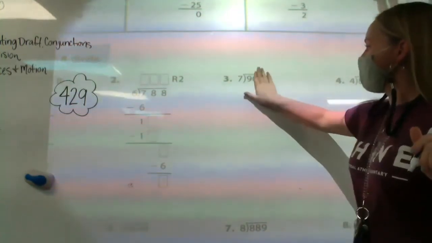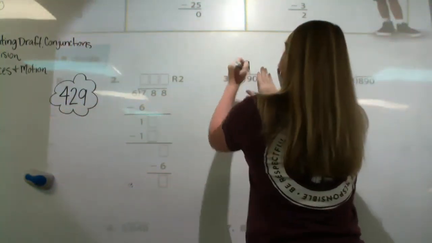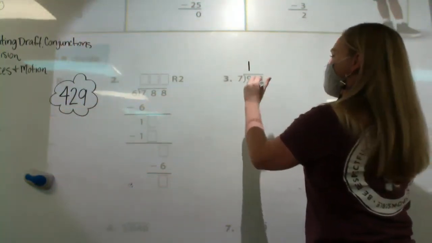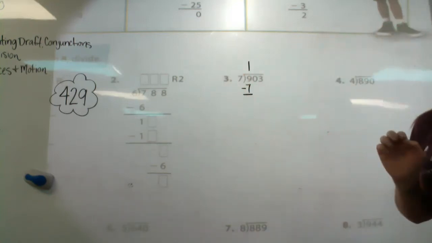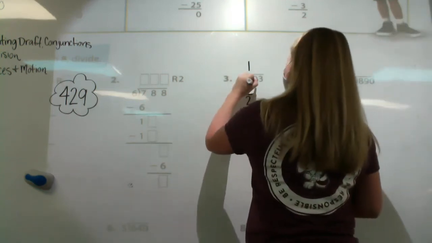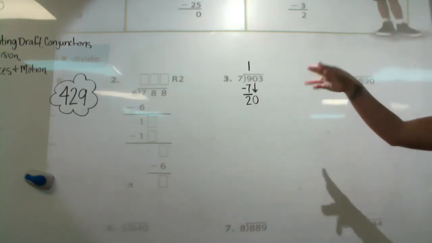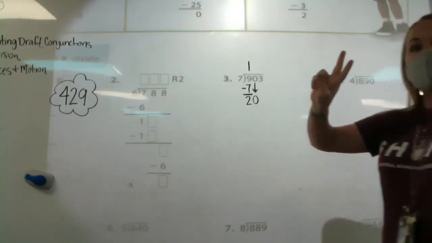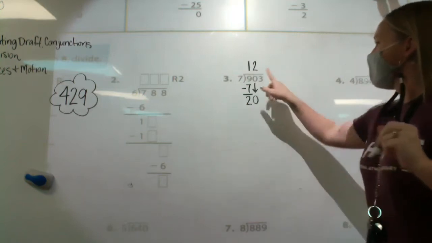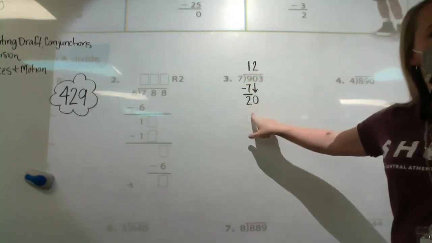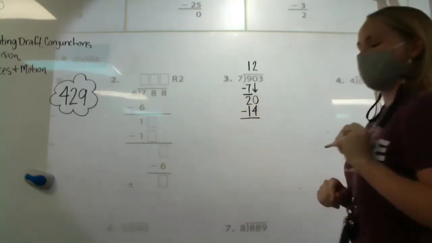First, I need to look at my 9. How many times will 7 go into 9? 1 time. I multiply to come back down. 1 times 7 is 7. And now I need to subtract. What's 9 minus 7? 2. My last step is to bring down the next number and now start all over. How many times can 7 go into 20? Twice, because 3 times would be 21 and that's too much. So I'll put my 2 up here. Now say 2 times 7 equals 14. And subtract. What is 20 minus 14?